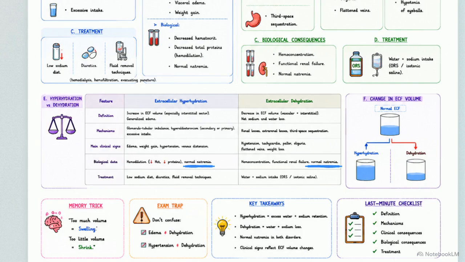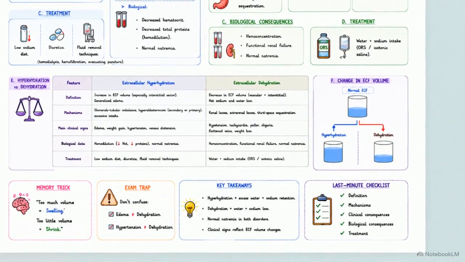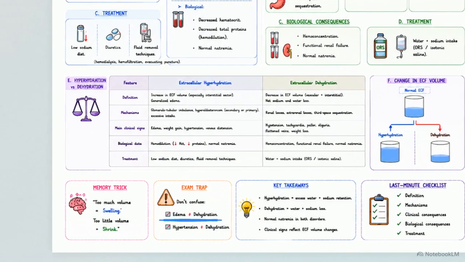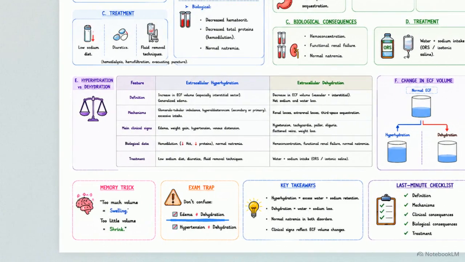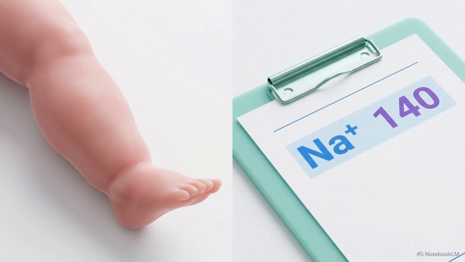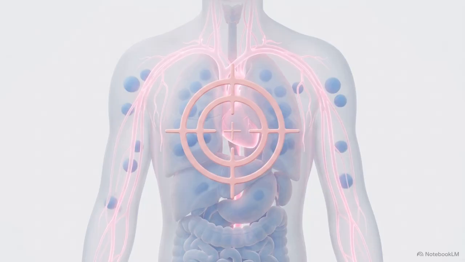Intracellular fluid disorders operate entirely differently. Instead of total body volume changes, these disorders involve water shifting aggressively across the membrane, moving directly in or out of the cells themselves. These shifts are driven by changes in plasma osmolality, which show up on a lab report as abnormal sodium levels, or dysnatremia.